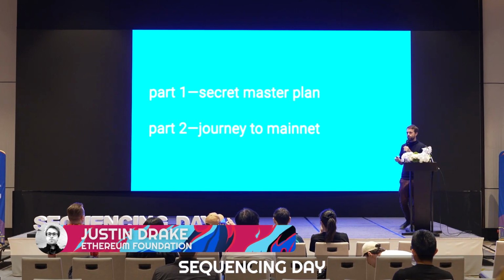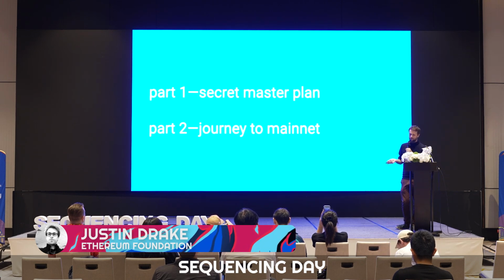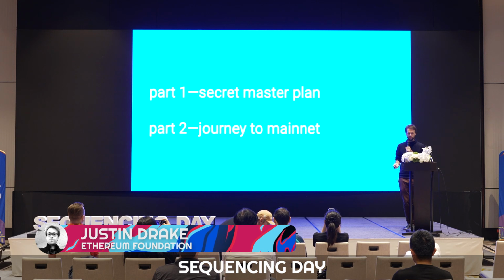The first one is that I want to try and motivate based sequencing and based pre-confirmations, tell you about the secret long-term master plan. And then secondly, I want to try and highlight all of the progress that we've made in the last year with sequencing.